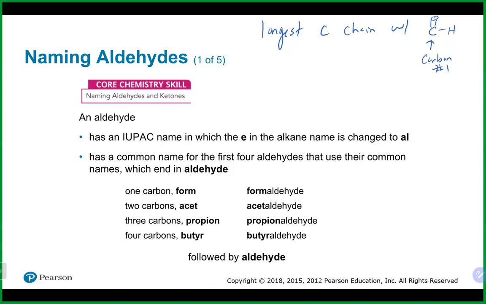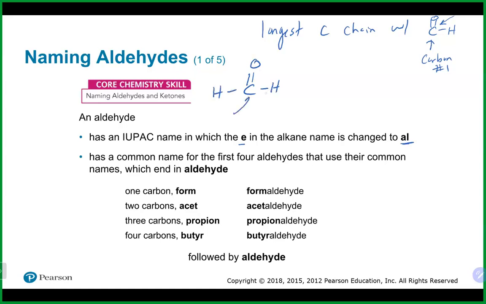Now, unlike alcohols, double bonds, and triple bonds, we do not need to incorporate a number into the name for that carbonyl group in the aldehyde case, because it is always carbon number 1 and it's at one end of the molecule or the other. So it's always there. You do not need to say 1, whatever it may be. Now, how we name it is pretty much we drop the E and we put AL at the end of the name.